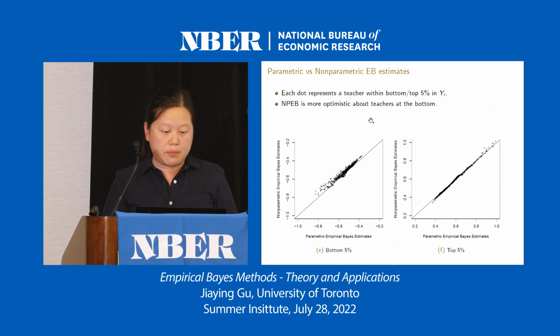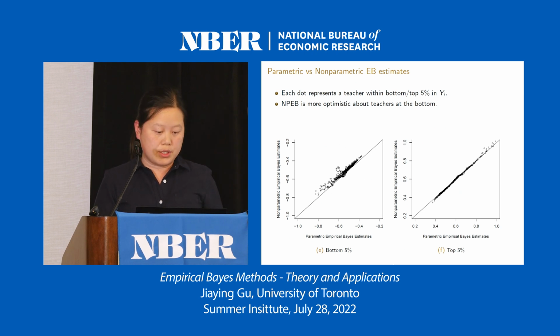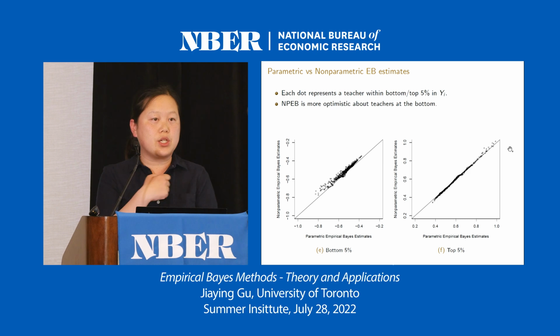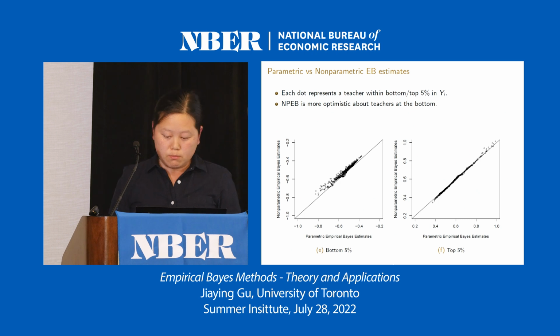So the non-parametric method is more optimistic about teachers at the bottom, right? It tries to shrink more back to 0, whereas the parametric ones are giving them worse outcomes. Top 5%, not so much difference. That's just what we see in the LA data. But the takeaway message is really that the non-parametric method offers an adaptive approach, right? Whatever distribution you have, it tries very hard to learn it from the data and then adapt shrinkage accordingly.